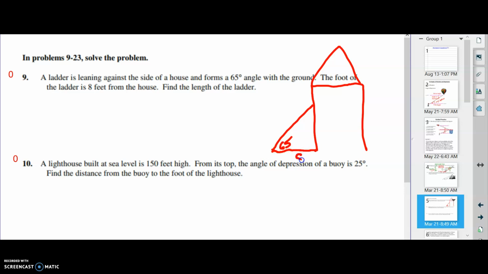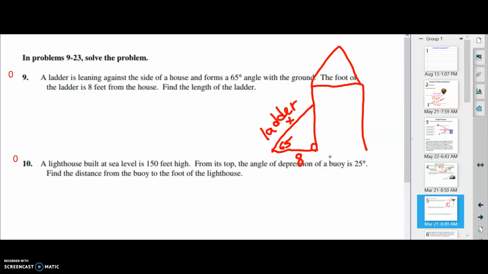All right, and it says the foot of the ladder is 8 feet from the house. So that means from the house to the ladder, right? Remember, this is the ladder here. Right? Find the length of the ladder. So that means I'm trying to find this. So the x goes there. A house and the ground better meet at a 90-degree angle, otherwise you're going to have some structural issues. All right, so now we are ready to solve.